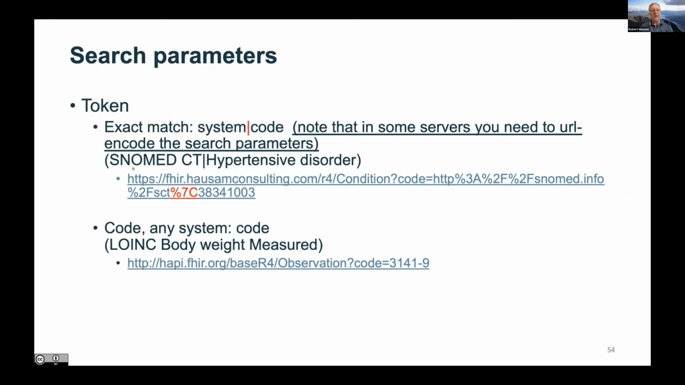And so this one is about, we're going to be looking for conditions. We're going to be searching the condition resources for ones that have a SNOMED CT code for hypertensive disorder. And the URL you'll see here, well, there's a couple of things we'll mention about it before we click into it. I'm using the FHIR server that I've set up as an example.